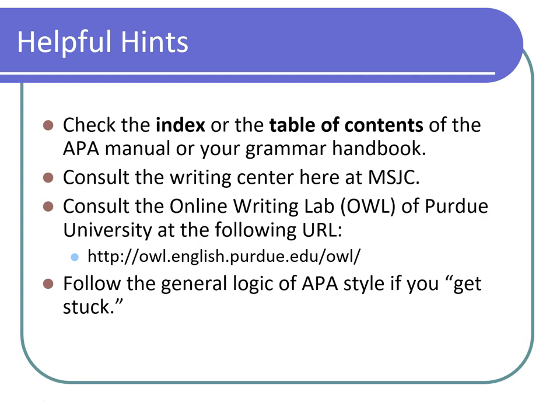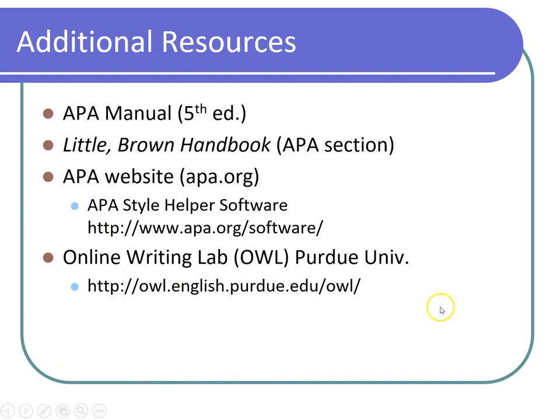You can also consult the Online Writing Lab, OWL, of Purdue University at the following URL, which is the web address here. You can cut and paste this into your browser bar, and it will take you there. And it is a great resource, not just for APA, but for other formats as well. And then, of course, you can follow the general logic of APA style if you get stuck. And a couple of other resources that you can look at.